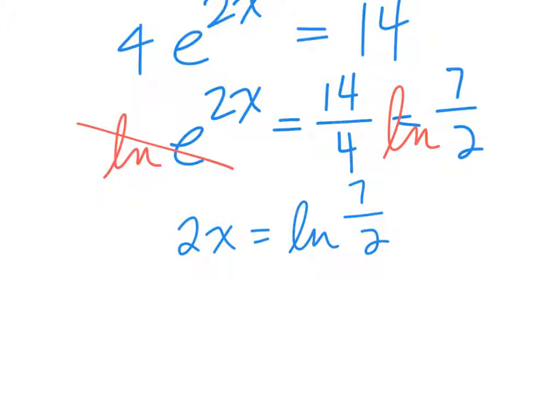Okay, the last thing you're going to do is just divide by 2. The order matters, so make sure you do the natural log 7 over 2, get a number, and then divide by 2. Okay, let me know when you have a number.